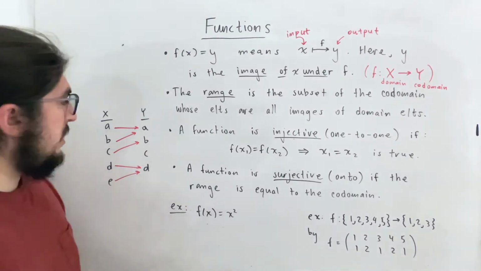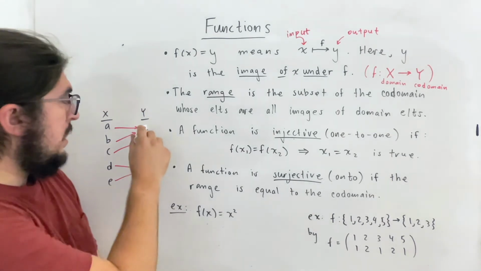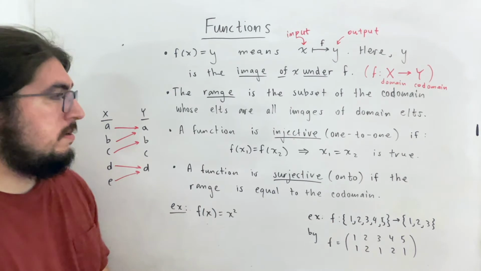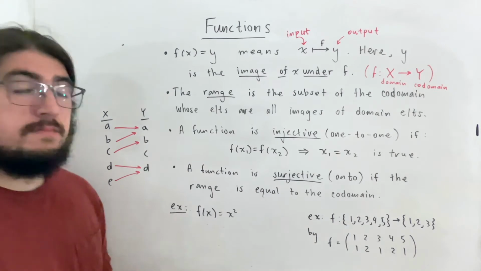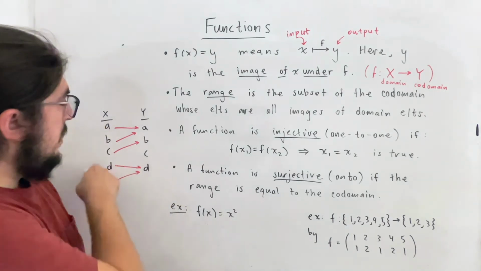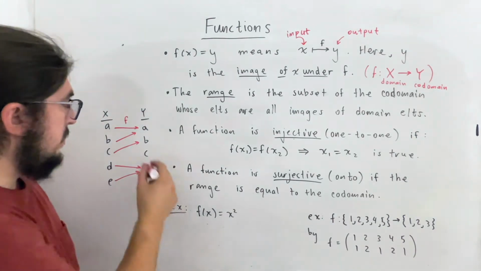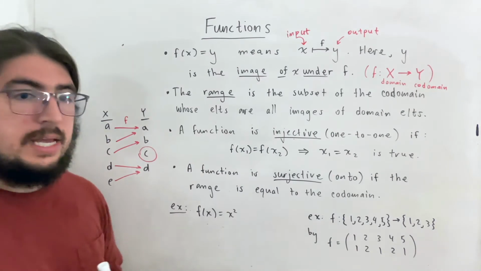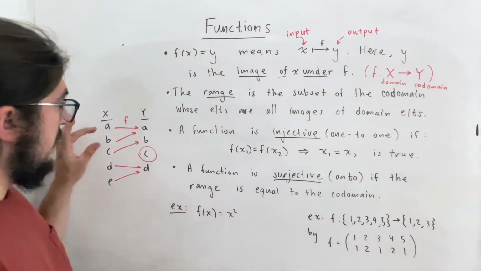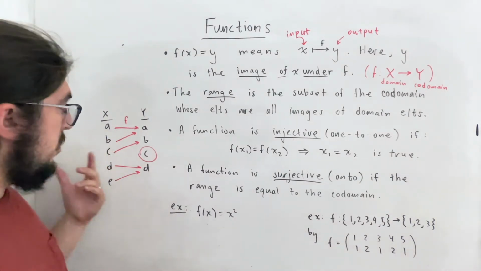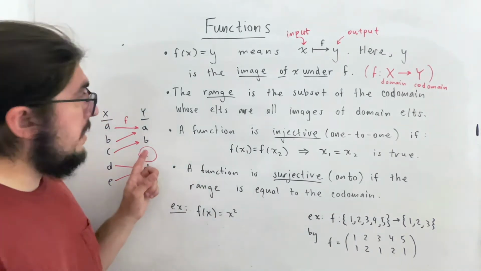Notice, the things that are in the range are not necessarily the entire codomain. So the range is a, b, and d only. So a, b, and d are images. They come from x's when you consider plugging them into f. So this element c here is not in the image of f. There's no element of X that when you plug it into f, you get c as an output. According to this diagram, c is not in the image. So c is not in the range.